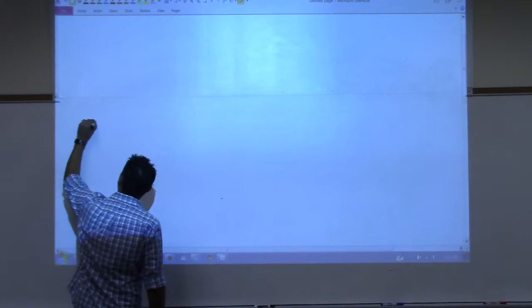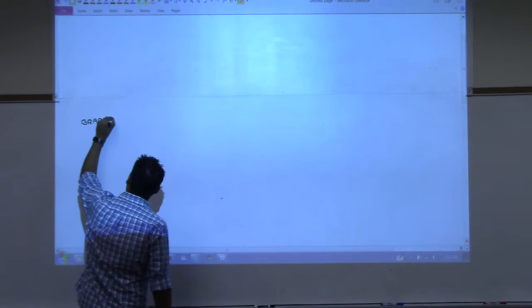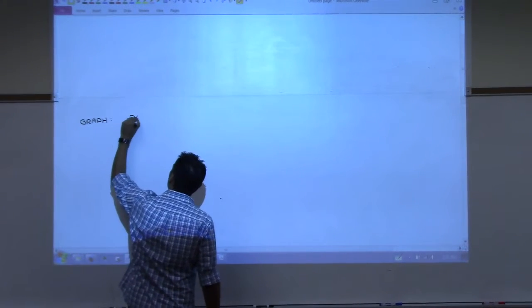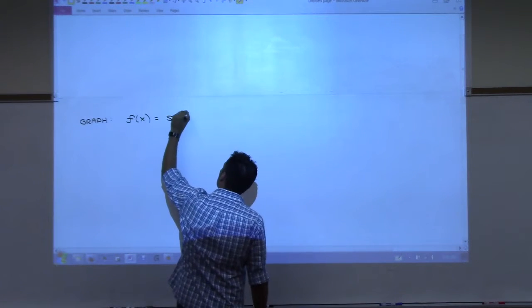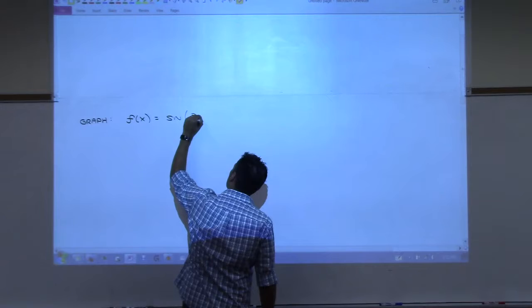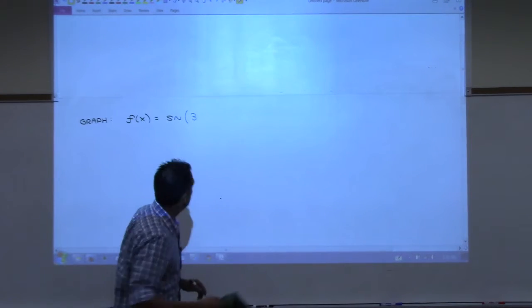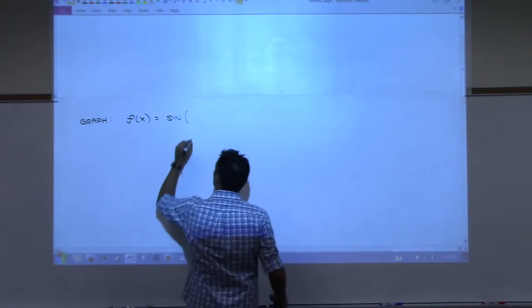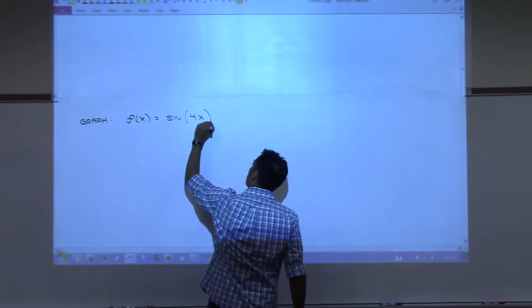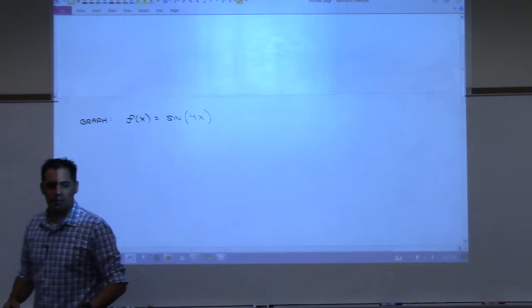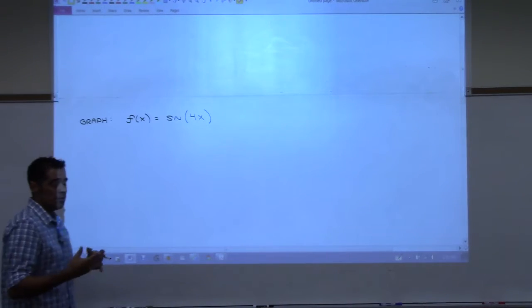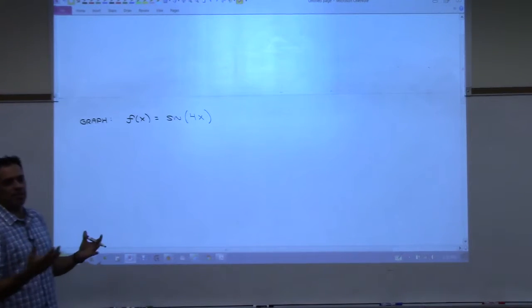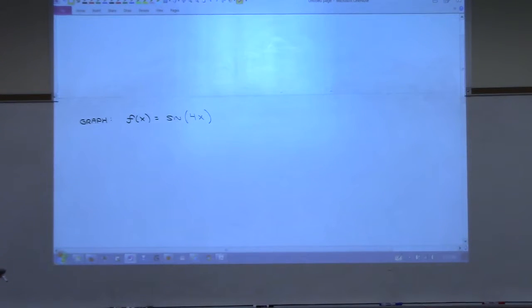Let's graph f of x equals sine of, let's go with a nicer number for our first example here. Let's do sine of 4x. So the question becomes for us, how does this 4x impact our picture? Instead of just x, it's 4x. So what's it going to do to the graph, right? It's got to do something. It's got to change something.